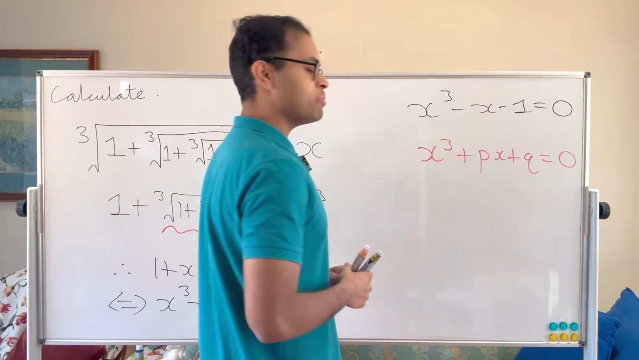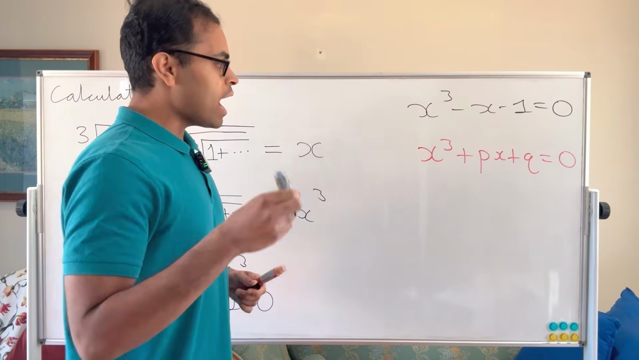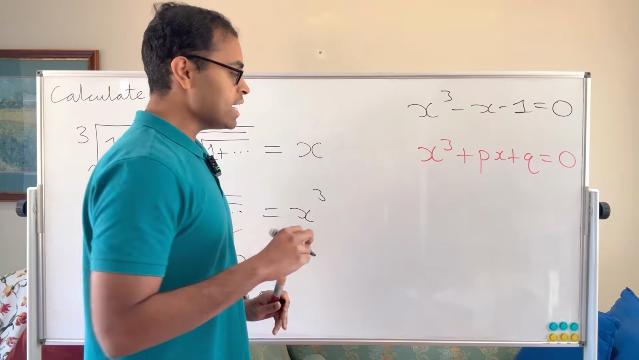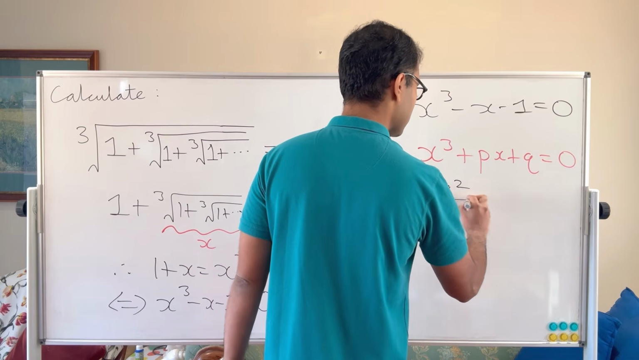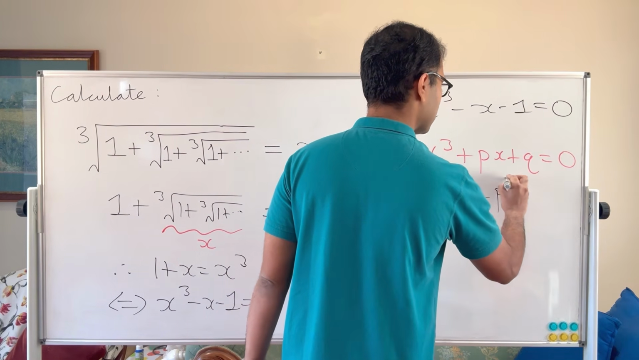The roots of this depressed cubic have the following form. So what we can do is take this quantity, which we call q squared divided by 4 plus p cubed divided by 27.